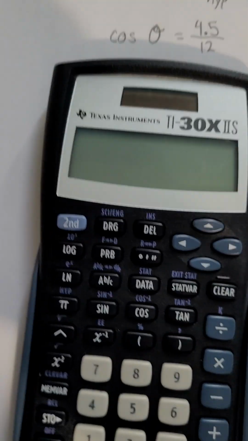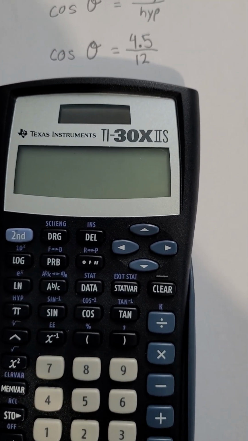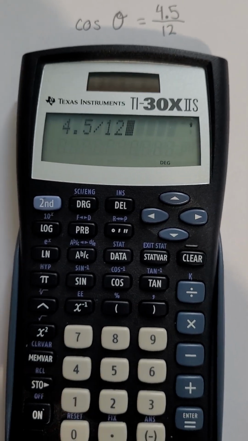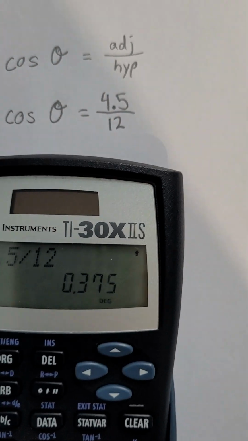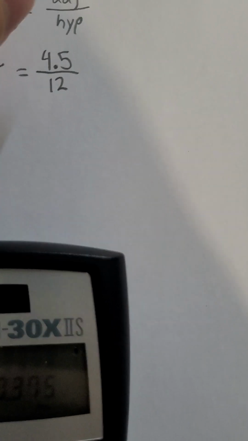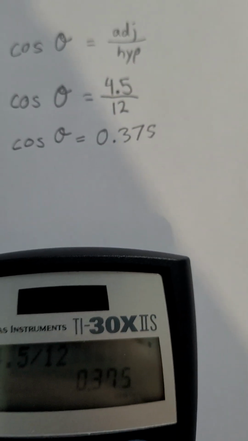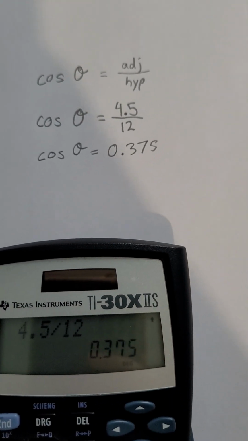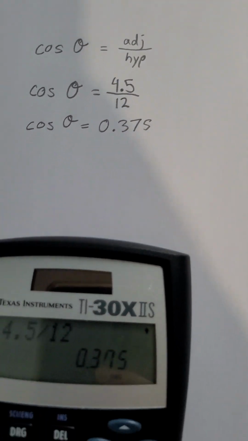Now, when you have something like this, you get your calculator, and I'll just do a quick cut to show what the equation is. So you would do 4.5 divided by 12, and the answer would be 0.375. So, over here we have cos theta is equal to 0.375. But what is the measure of the angle? Because the angle is surely not 0.375.